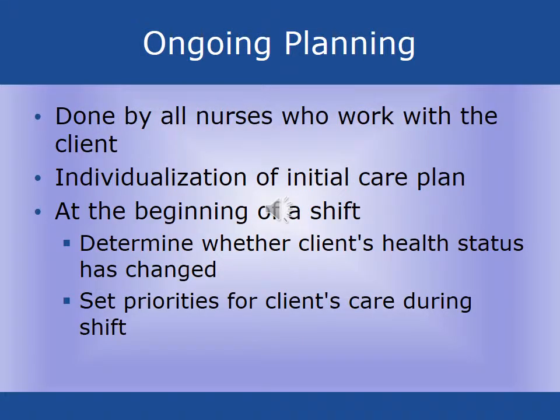Ongoing planning is done by all the nurses who work with the client. Individualization of the initial care plan: every care plan is individualized specifically for that client's needs. And at the beginning of a shift, when you come into work, you determine whether the client's health status has changed. And then for each shift that you work, for all the care that you provide, you have to set priorities for your client's care during that shift.